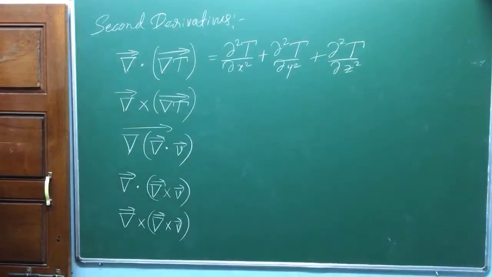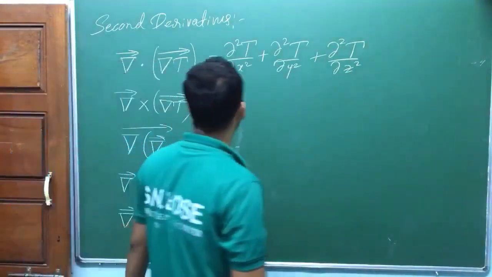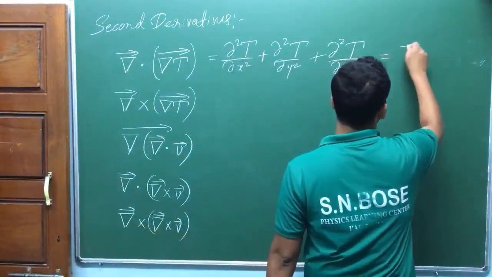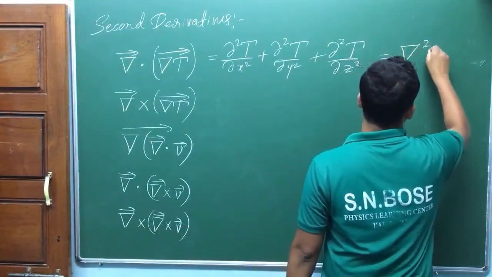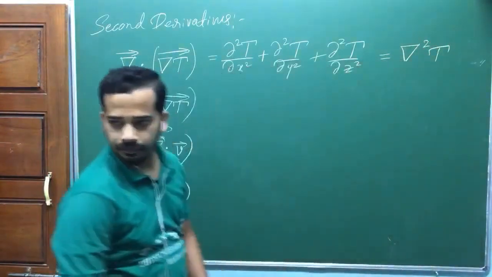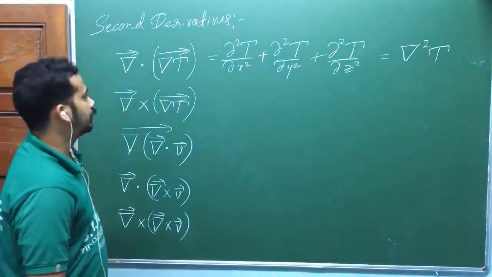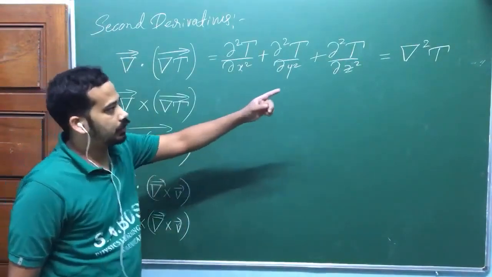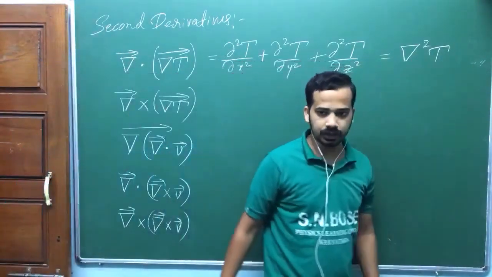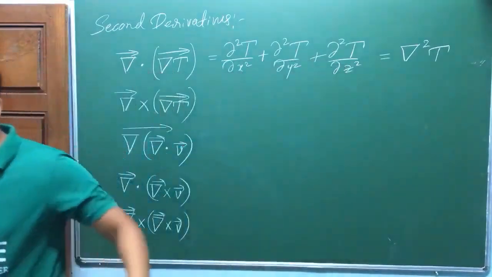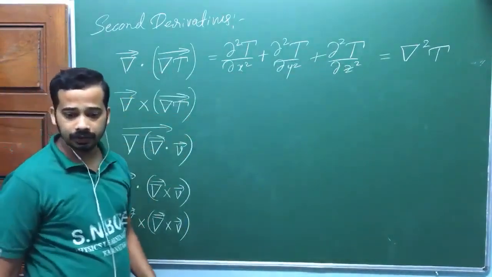Okay? Now what we do is we are going to write this one as a Laplacian operator, del square of t. Is that okay? Laplacian operator. Del dot del t, we call that one del square of a scalar field, okay? We call del square a Laplacian operator, okay?